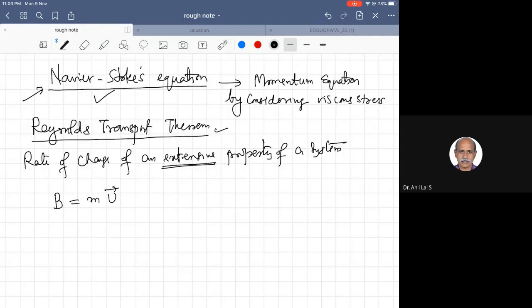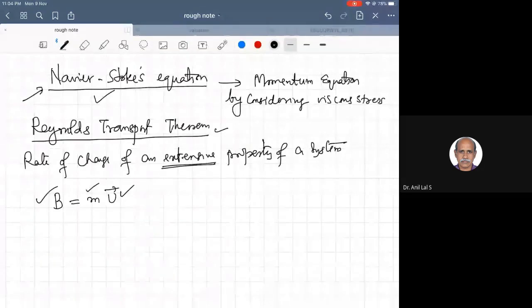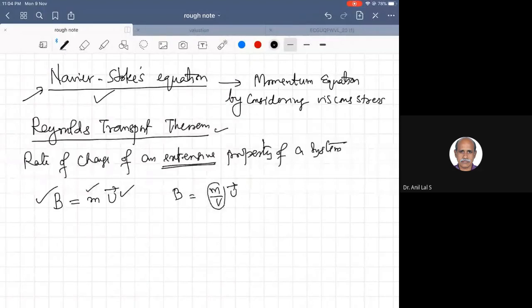For using the Reynolds transport theorem, we have to have an extensive property and the corresponding intensive property. Here the extensive property is momentum, and the corresponding intensive property is the mass per volume times U. This is going to be for a point, the density at that location. Sorry, this is not capital B, but small b, which denotes the corresponding intensive property.